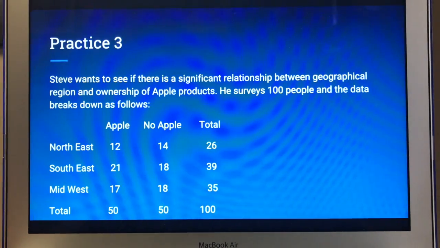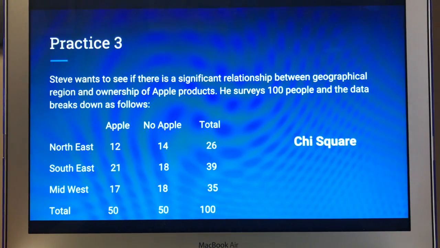So our third practice problem is Steve wants to see if there is a significant relationship between geographical region and ownership of Apple products. He surveys 100 people, and the data breaks down as follows. So the numbers below show each region and the number of Apple product owners or non-Apple product owners in the region, and then the total is 100. So this is a good time to pause as you figure out which test this is.